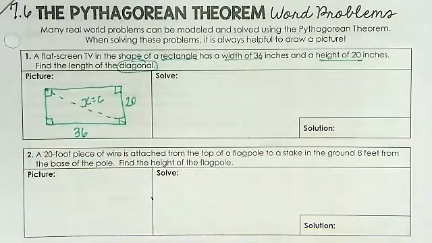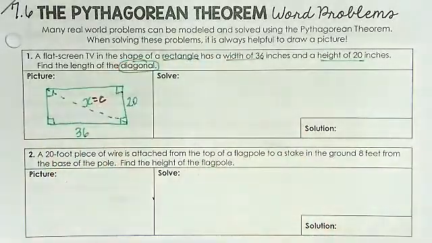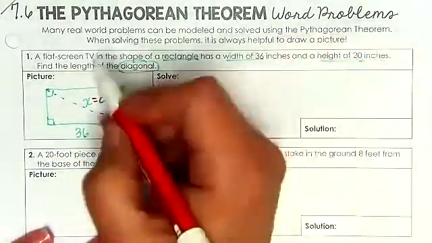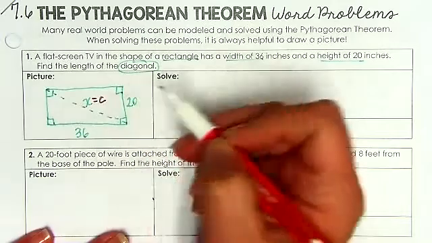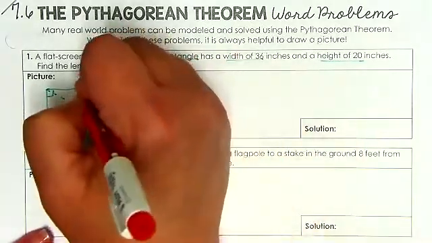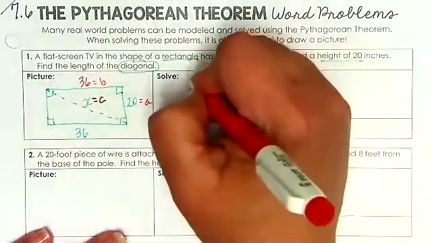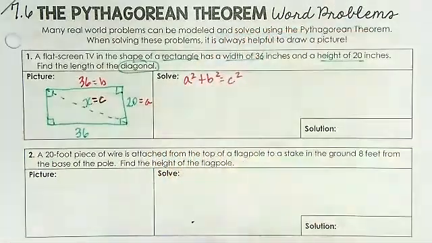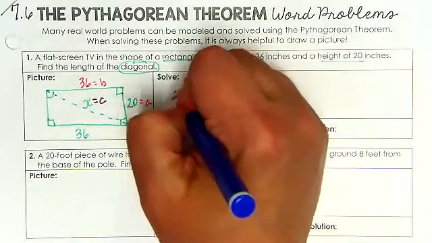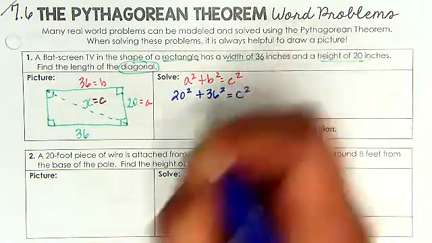Okay, so now we plug in. We're looking for C. So we plug into the Pythagorean theorem formula because the rectangle is divided into two right triangles. If it's 36 over here, then it's going to be 36 over here. And I can say this is A, this is B, and there's C. So I plug into the formula of A squared plus B squared equals C squared, and we're going to have 20 squared plus 36 squared equals C squared.